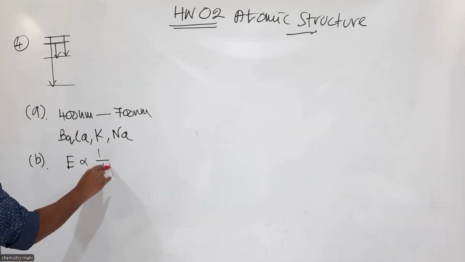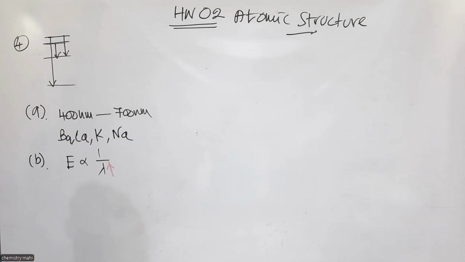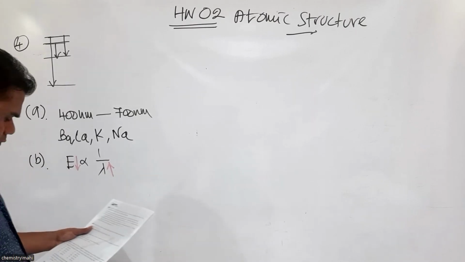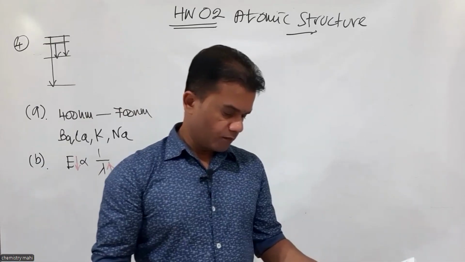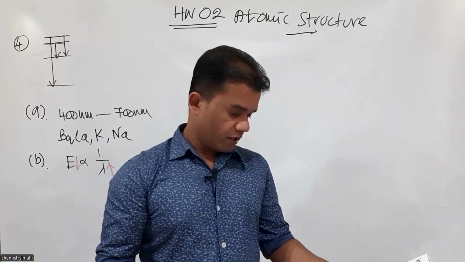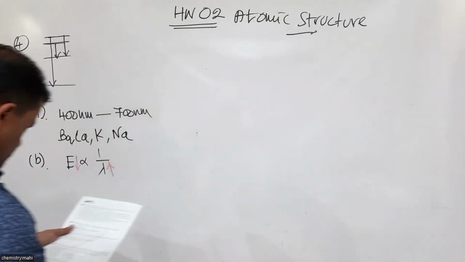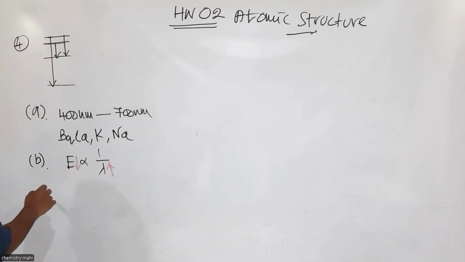Then the highest lambda, the longest one, should have the lowest energy. Then the shortest lambda should have the highest energy. So which one out of this? I'm talking about the highest one, the highest lambda, I think sodium, 500. Yeah, it should be sodium. They ask highest energy first. Okay.